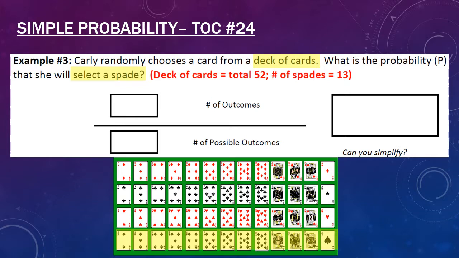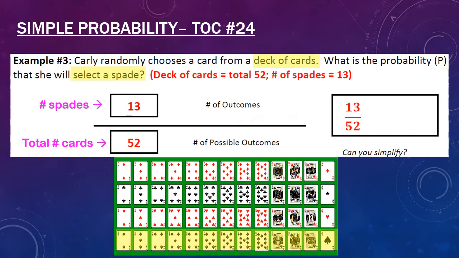So back to our probability problem, we want to select a spade. So the top number, my numerator, is going to be how many spades are there. If I count in that picture, there are 13. And then the bottom number is going to be how many total cards that I have that I'm pulling from. And so the total number of cards in a deck, including the spades, is 52. So from there, I write my fraction as 13 over 52.